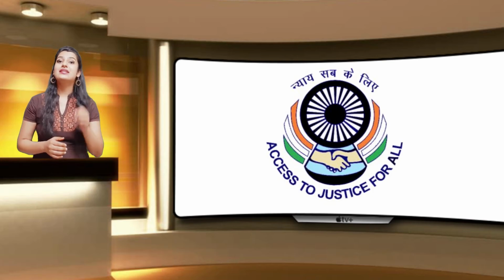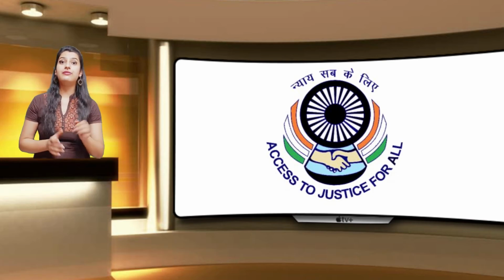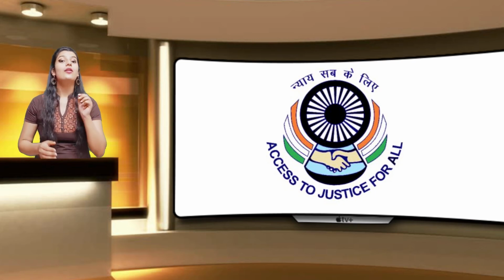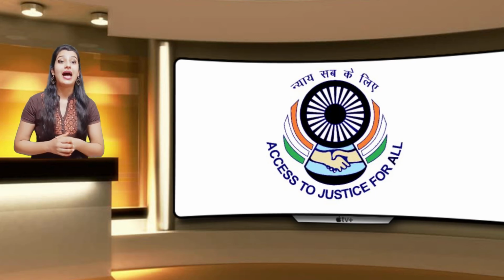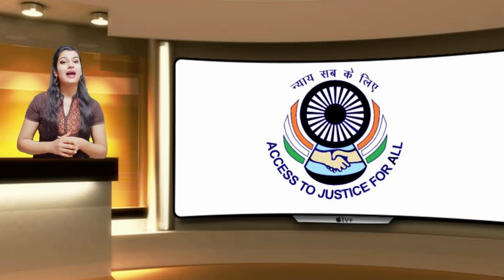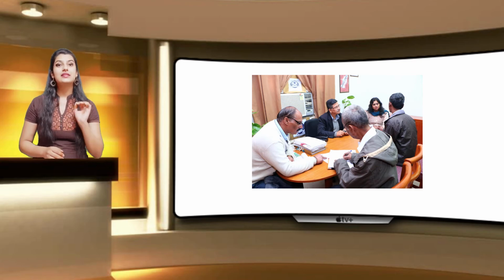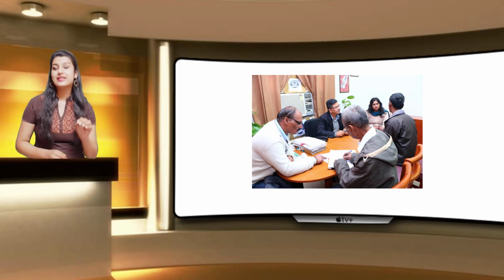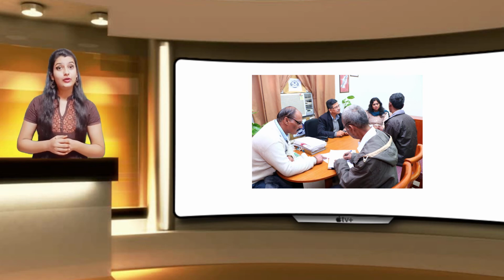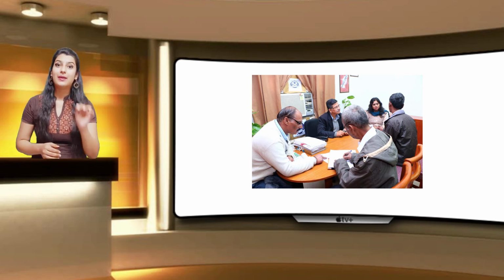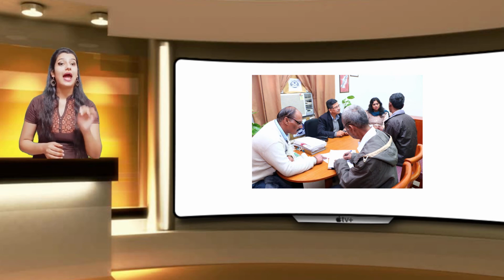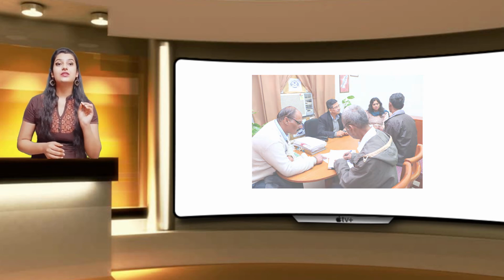The NALSA consists of the Chief Justice of India as the patron-in-chief, a judge of the Supreme Court nominated by the President as executive chairman, and other members nominated by the government in consultation with the Chief Justice of India. Then the Supreme Court Legal Services Committee, SCLSC, consists of a Judge of the Supreme Court as the chairman and other members prescribed by the government and nominated by the Chief Justice of India.